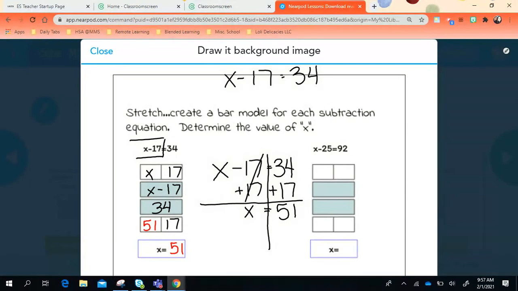X minus 25 equals 92. X minus 25 equals 92. Good. I'm going to give you another 30 seconds if you're not already finished. Make sure, if I've already come by and told you you did good, that you click submit.